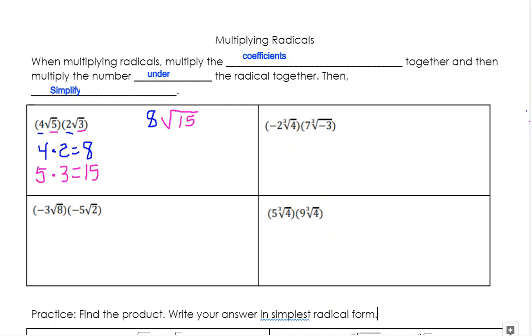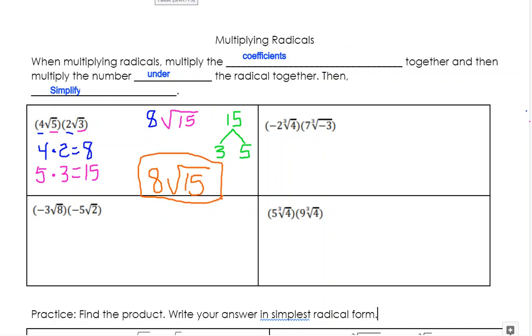All right, so now I want to see if I can simplify it. Remember, simplifying in class, we usually did a factor tree, right? So I'm going to take that 15 and ask, what times what gives me 15? Well, I know 3 times 5 gives me 15. 3 and 5 are both prime numbers, so I can't factor it anymore. So this is all the way simplified. My final answer here would be 8 square root of 15.